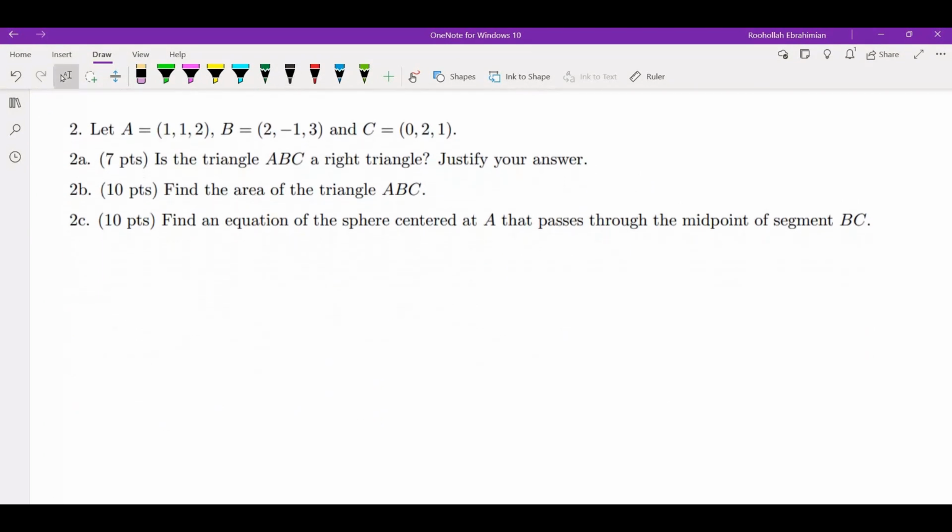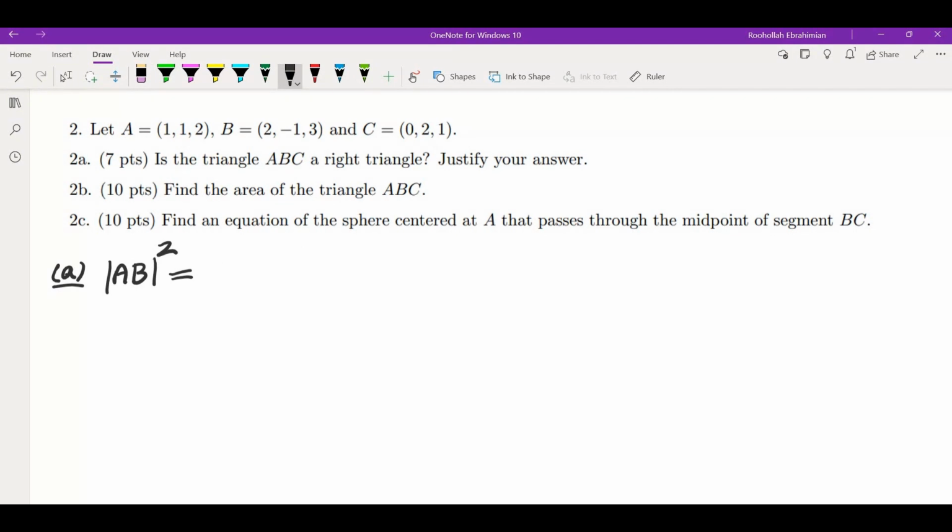Let A, B, C be these 3 points. Is the triangle ABC a right triangle? Okay, so we can do two different things. We could find the 3 lengths and then see if they satisfy the Pythagorean theorem. Or we could find all 3 angles. So let's find the lengths of the vectors. So if the distance between A and B would be square root of, or let's do AB squared, because in the Pythagorean theorem we have AB squared plus BC squared equals AC squared.